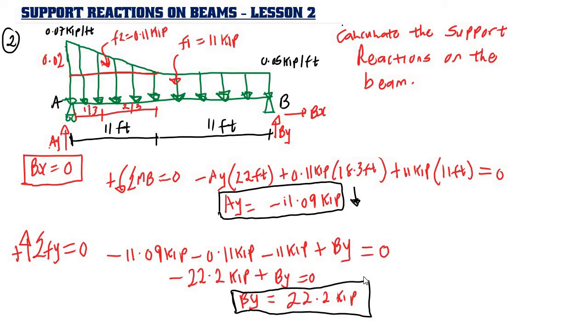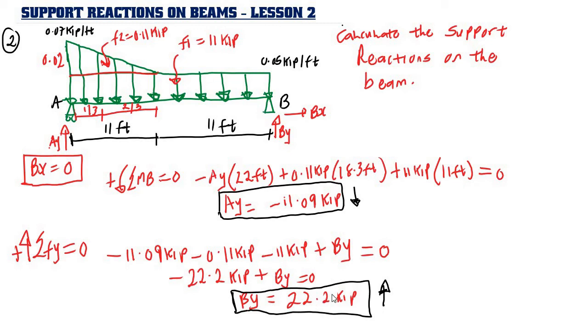So this is the force. As you can see, we are having a positive value, meaning our assumption is right, meaning this force is acting upward. So these are the forces that are required in order for this beam to be at equilibrium. Bx is 0, Ay is 11.09 kip, and it is acting downward, while By is 22.2 kip, and it is acting upward.